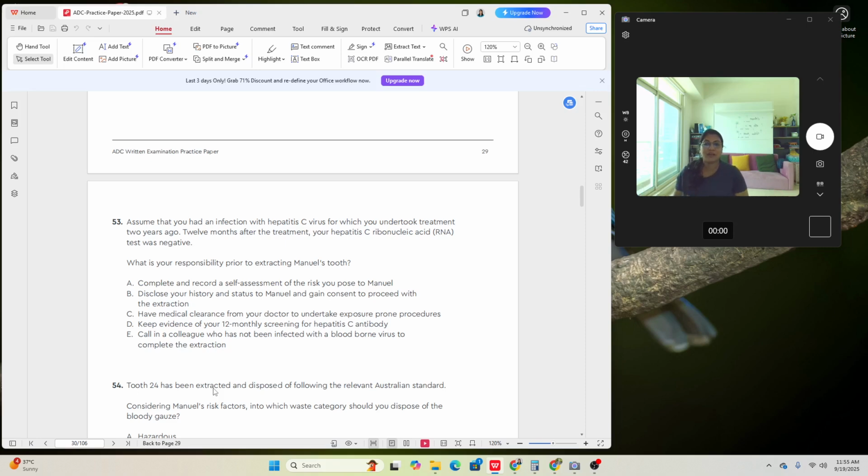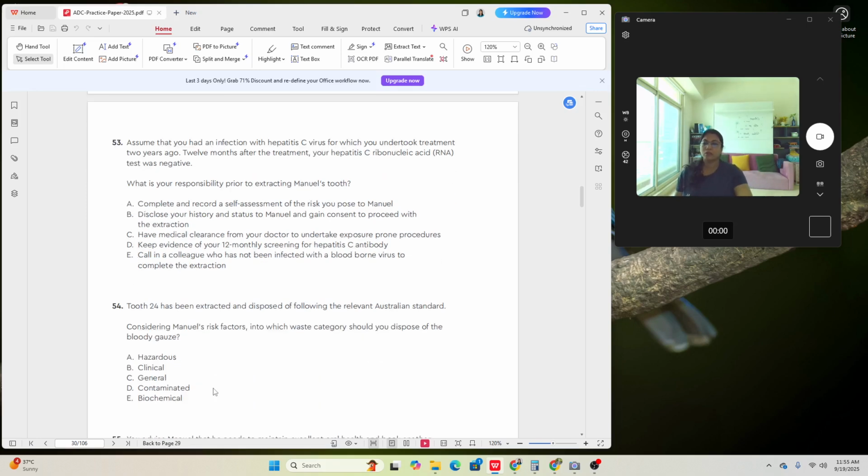Complete and record a self-assessment of the risk you pose to Manual. No, you don't have to disclose your history to the patient. Keep evidence of your 12-monthly screening for hepatitis C antibody. How is that going to help you? What you need to get is a clearance from your own doctor. Keeping a document in the file that you had your 12-month screening is not helping you in any way. Call in a colleague who has not been infected with the blood-borne virus to complete the extraction. No. All you need is a clearance from your own doctor. And you do the procedure.